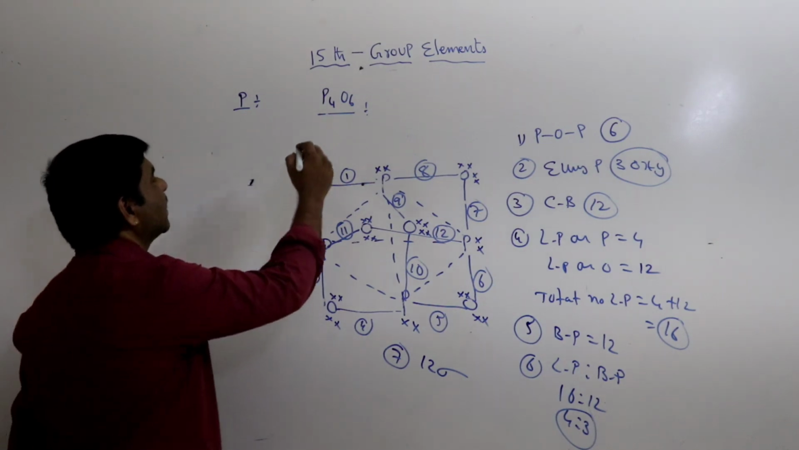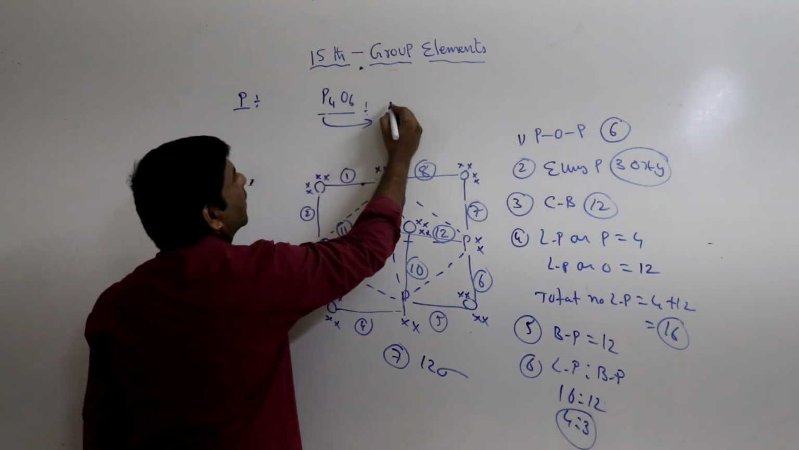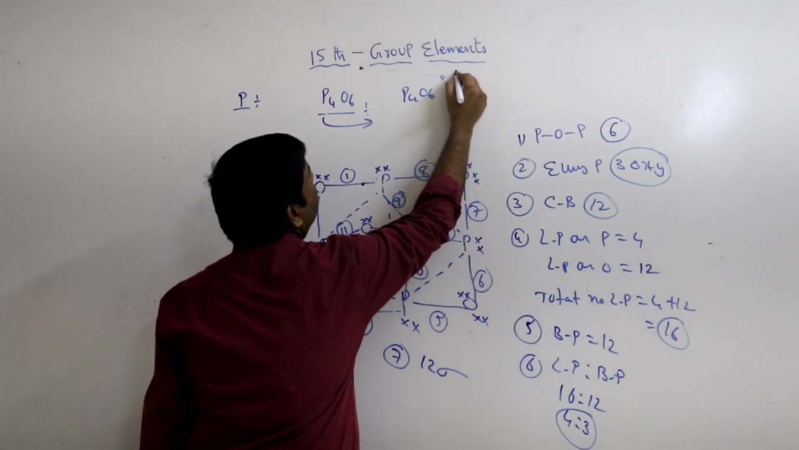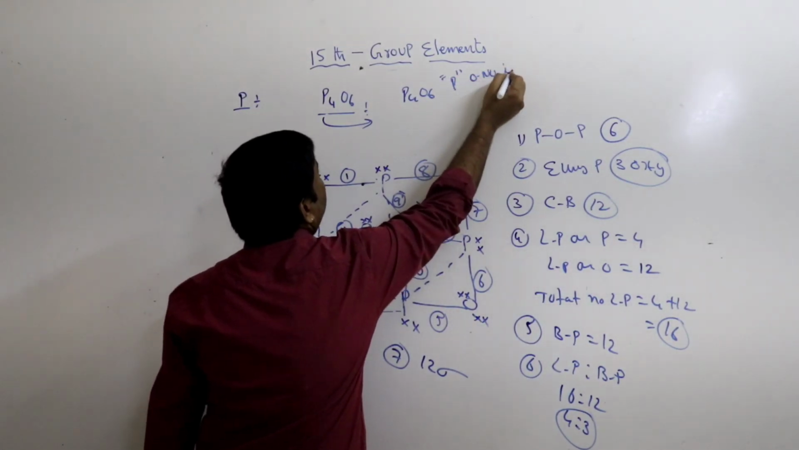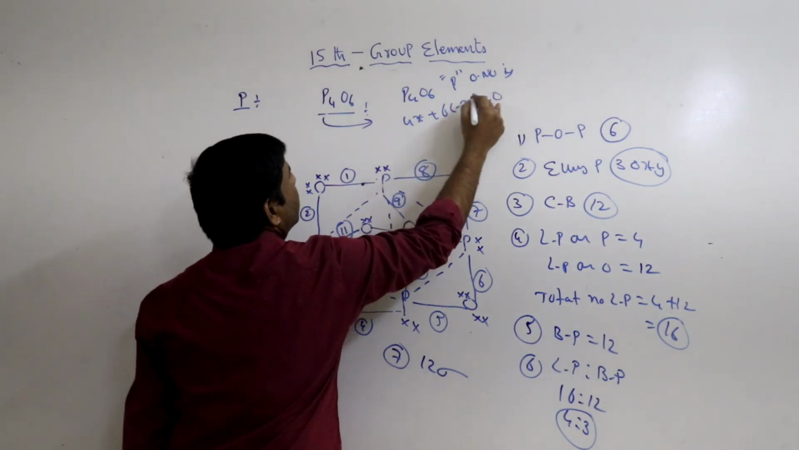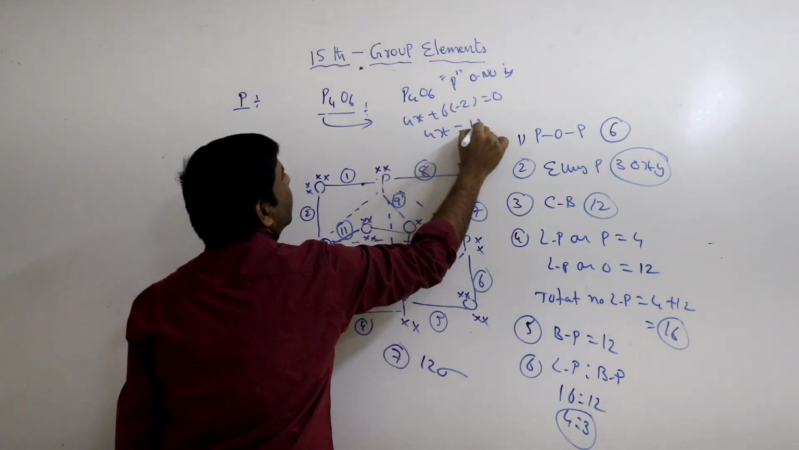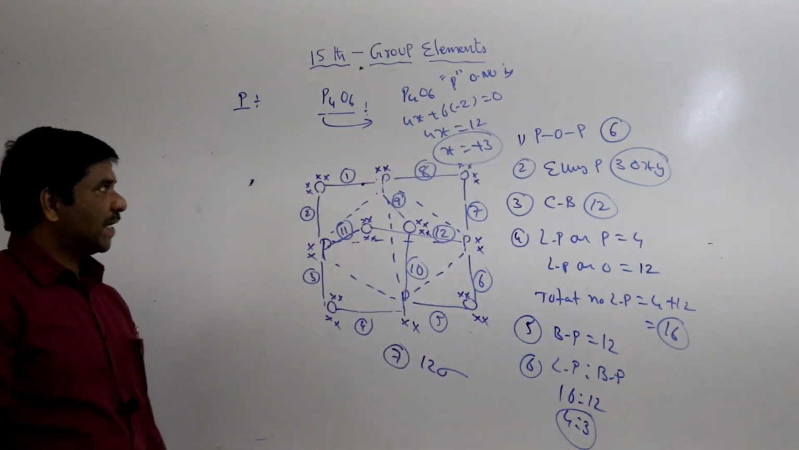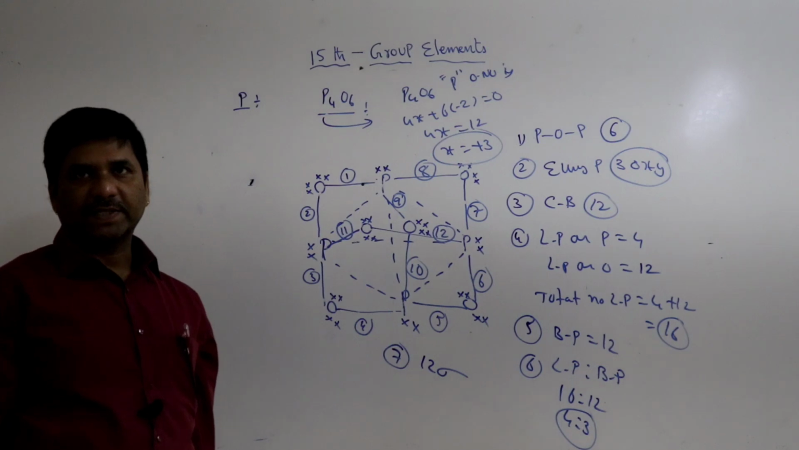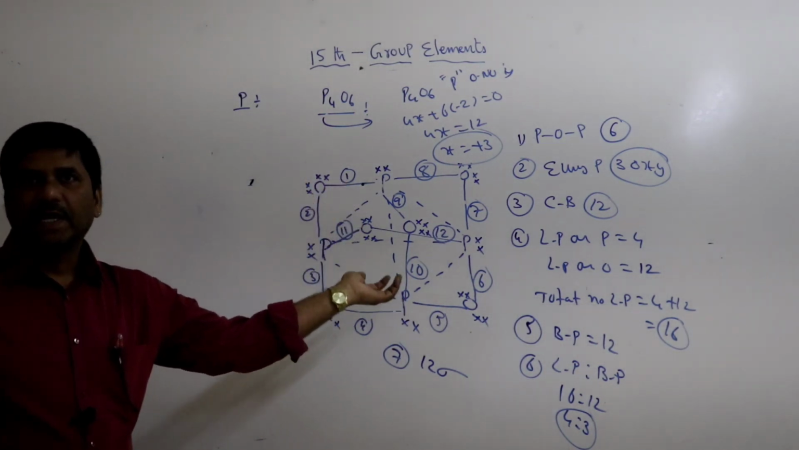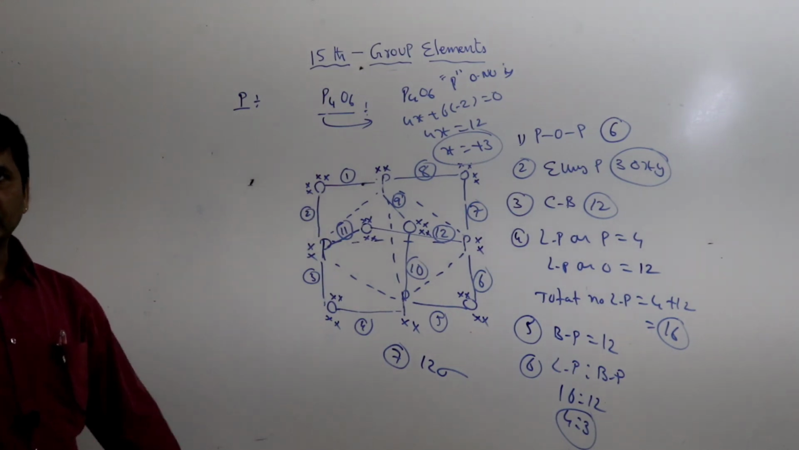In P4O6, the phosphorus oxidation number: 4x plus 6 into minus 2 is equal to 0, so 4x is equal to 12, so x is equal to +3. So the phosphorus oxidation number is +3. That is about the phosphorus oxo acids and also nitrogen oxo acids.